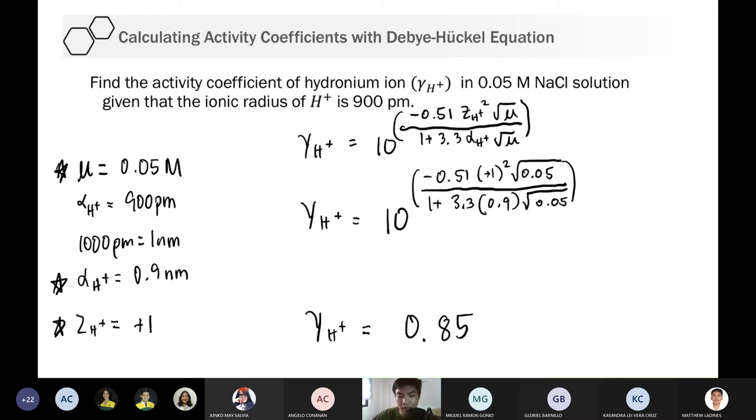Sige, so pindot-pindot lang kayo. Double check ko kung tama pagkakaalala ko. Okay, so 0.854 yung sagot. I will i-round ko na lang 2 decimal places. So the gamma H plus.